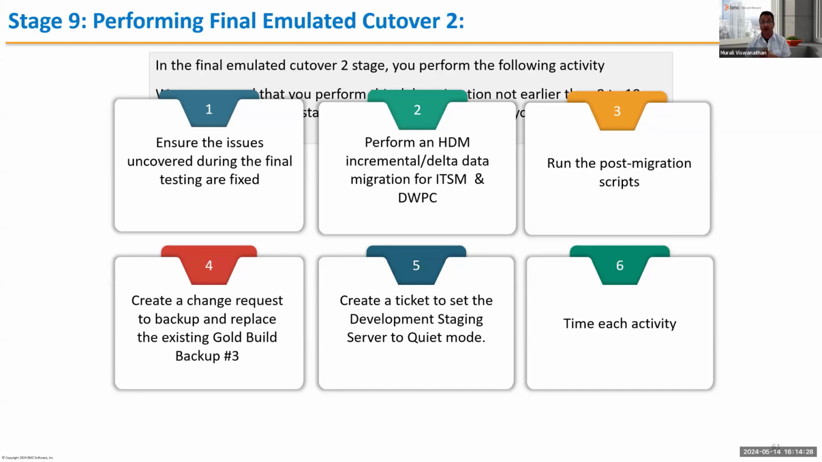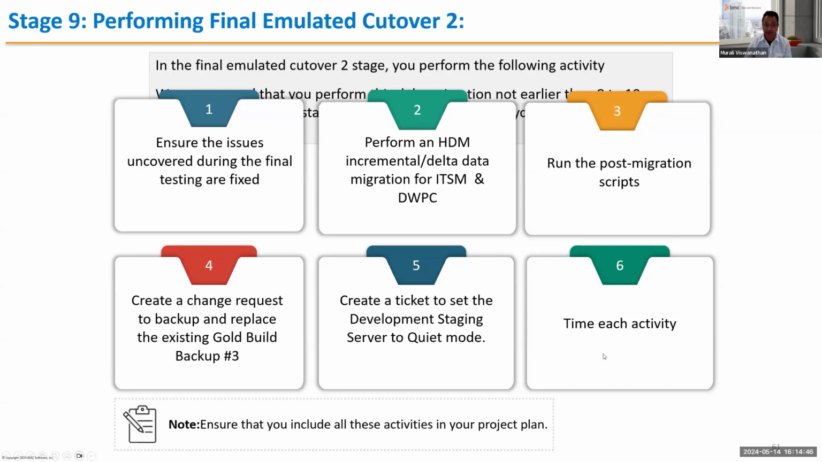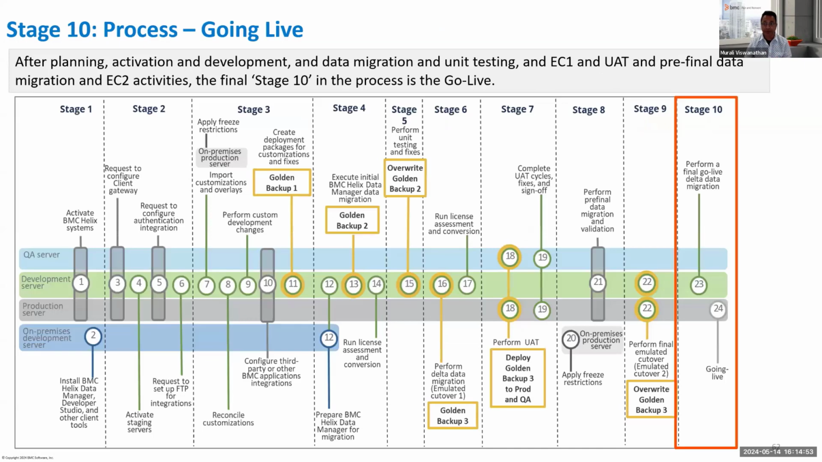So this one, you're still doing it on your developer staging server, correct? So which means you can do a self-service on this one. You don't need to do a change request. Create a ticket, again, you can do this yourself. This is a self-service ticket. This is also a self-service ticket, and time each activity, right? And again, make sure you include all these activities in your project plan for the emulator cutover 2 as well.